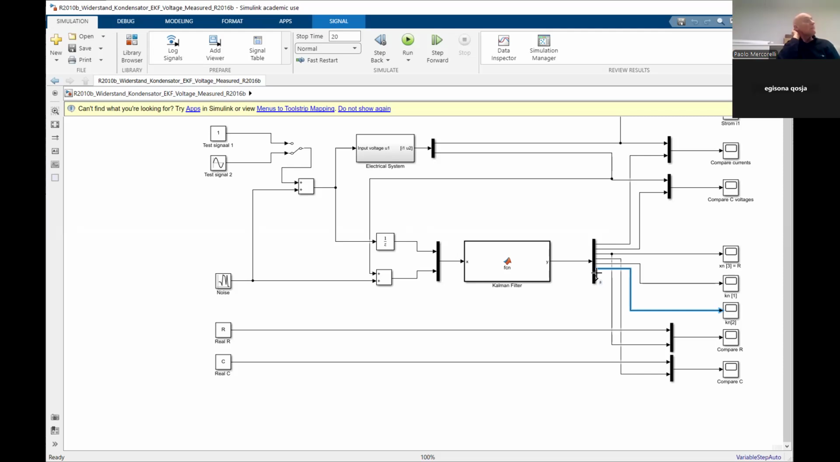Question me. For current, for voltage, for R, and for C. Yeah, perfect. We have just one column because we have just one input.